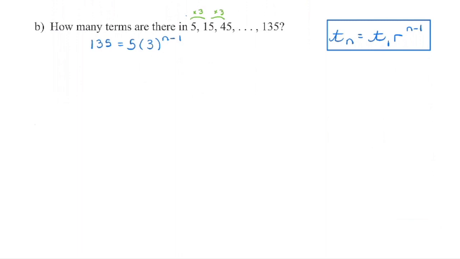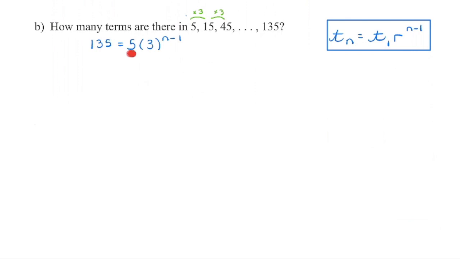In our next question, we're given a sequence and asked to determine how many terms are in that sequence. So we're looking for the value of n. The first thing we need to do is check what kind of a sequence it is. We can see in this case we are multiplying by 3 each time. That makes it a geometric sequence. And so we can take our formula. The last term in our sequence is that 135. The first term in our sequence is 5, and our common ratio is 3. We're looking for the value of n.